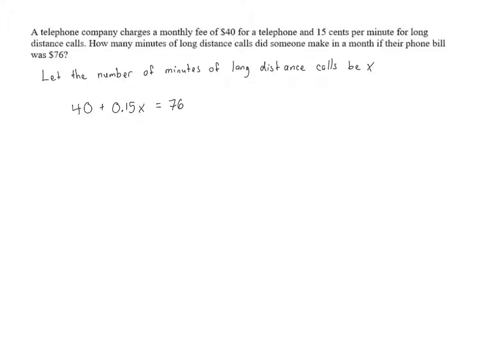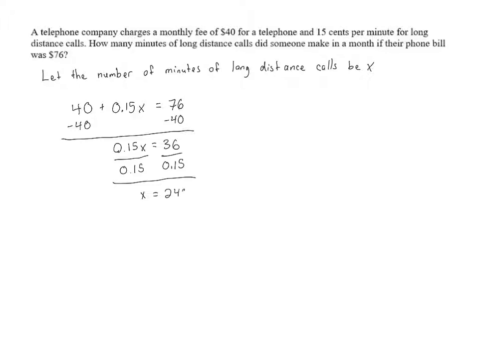And now we have an equation we can solve to figure out what X is. We're going to start by subtracting 40 on both sides of the equation. The positive and negative 40 on the left-hand side cancel, leaving us with 0.15x on the left. And 76 minus 40 is 36. And we have to divide both sides of the equation by 0.15 to get x alone. When we do that, 36 divided by 0.15 is 240.